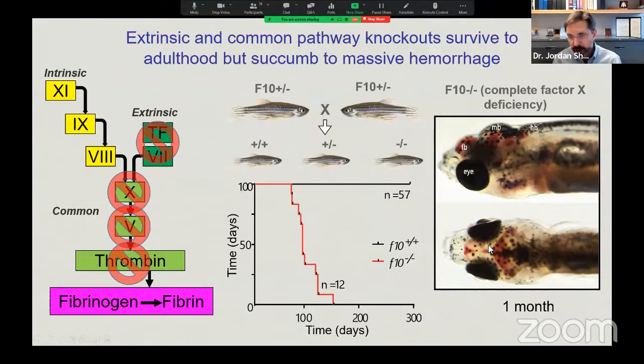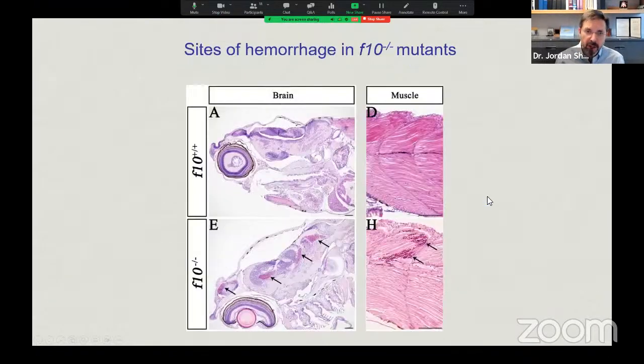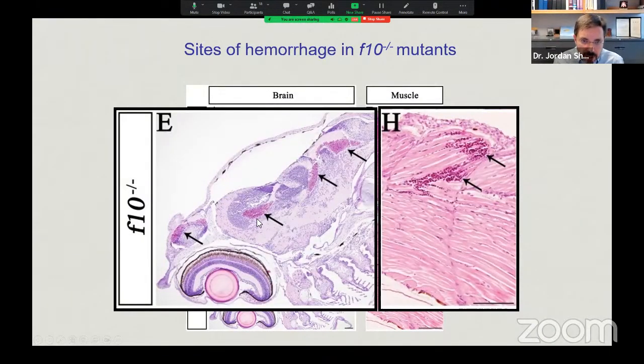At 1 month of age, we can start to see hemorrhage. You see this red here? This is blood pooling in the head, in the brain specifically. You can see it here. We've done histology on them, and you can see these arrows are pointing to red blood cell accumulation. This is pools of red blood cells in the brain. And then we see muscle bleeding too, pools of red blood cells in the muscle, not unlike what we see in hemophilia.